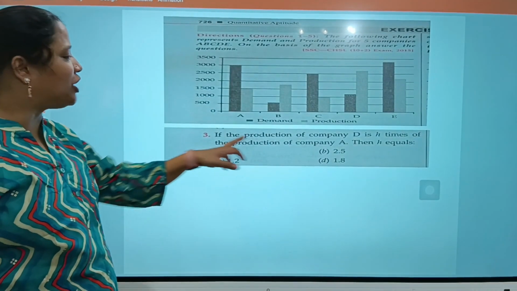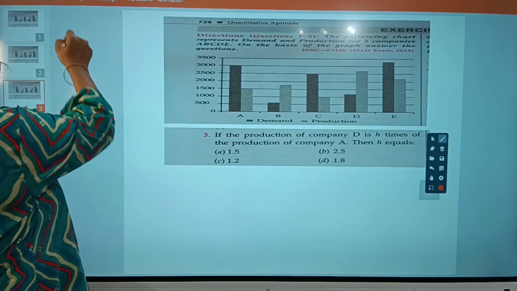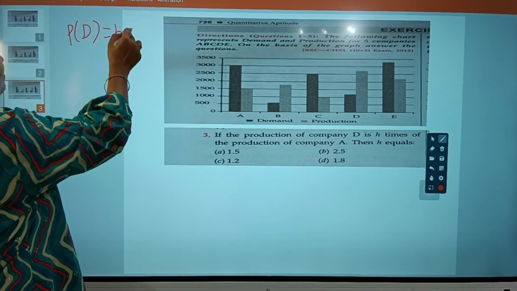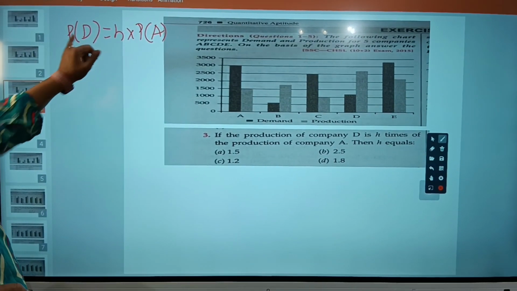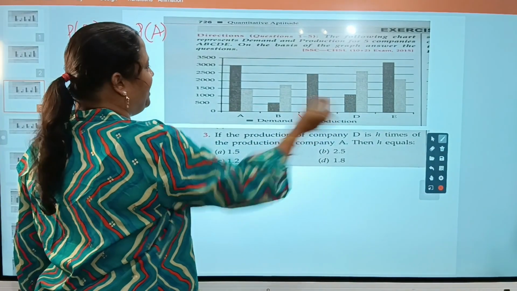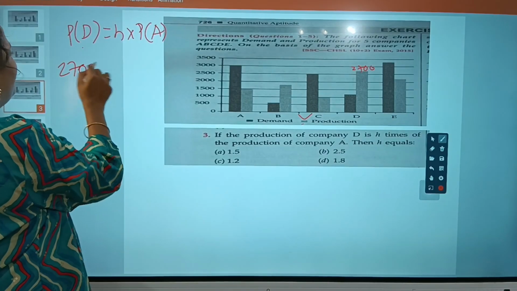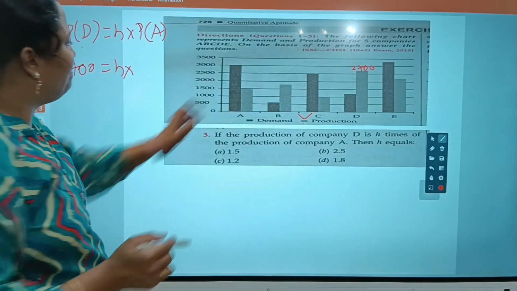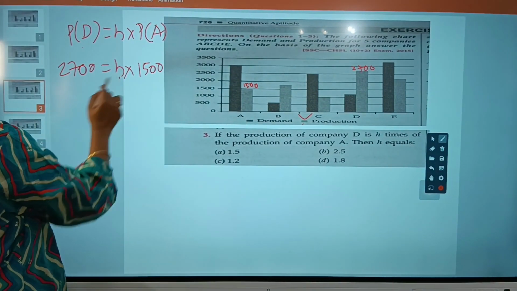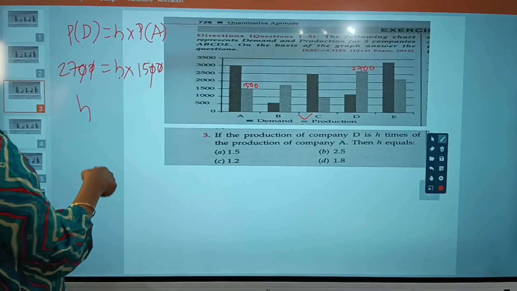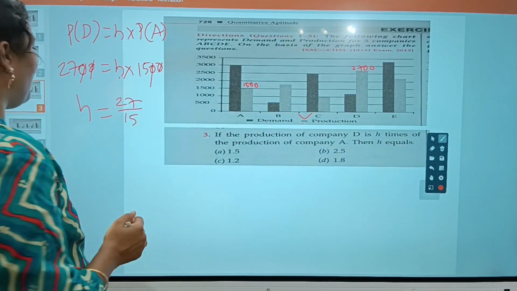The next question is, if production of company D is H times of production of company A, then H is equals to. Means production of company D is equals to H times of production of company A. So what is production in company D? It is in light gray color of D, that is 2700. 2700 is equals to H into production in company A, just 1500. So H will be 0 0 cancel two sides. So 27 by 15.